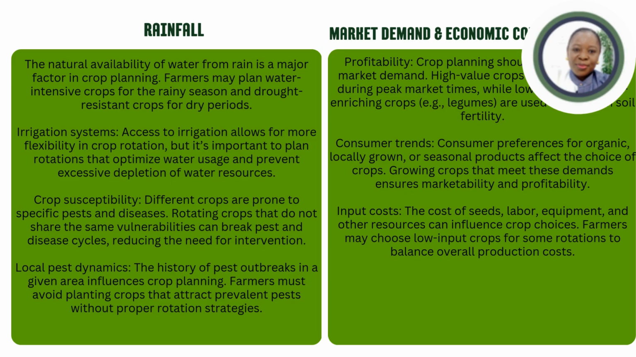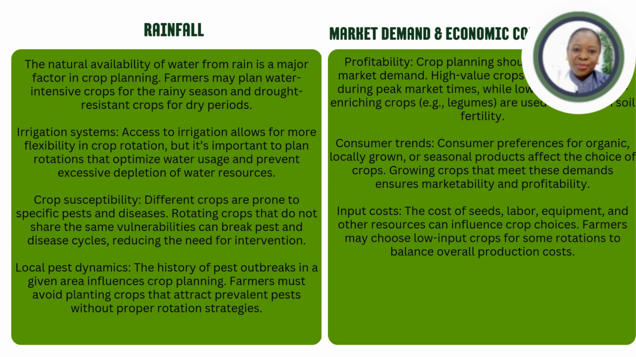Crop susceptibility. Different crops are prone to specific pests and diseases. Rotating crops that do not share the same vulnerabilities can break pest and disease cycles, reducing the need for intervention.